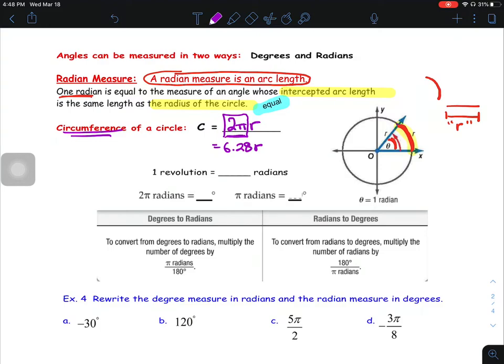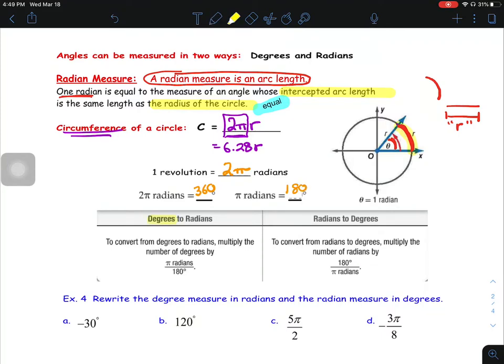So what we want to get here is that if you go 1 revolution, that's all the way around the circle, 1 revolution is 2 pi radians. 2 pi radians is equal to 360 degrees. These two things are how you convert back and forth between radians and degrees. If 2 pi is all the way around the circle, then 1 pi would be halfway around the circle, which would be 180 degrees.